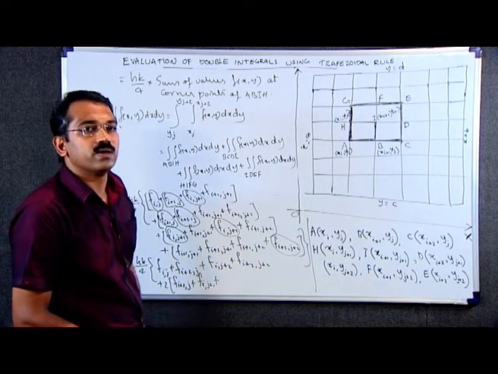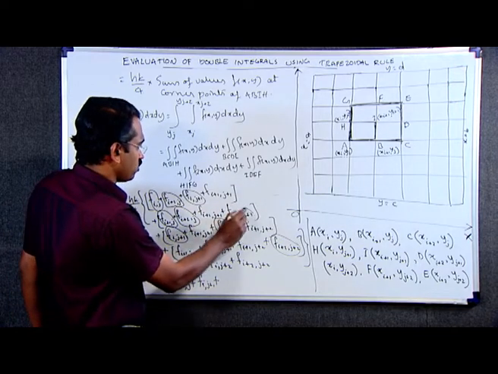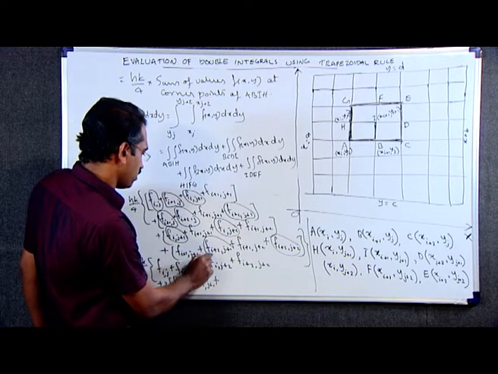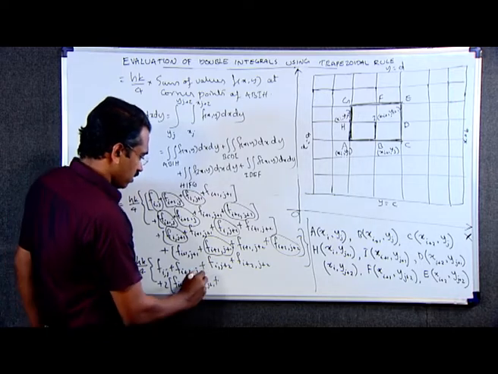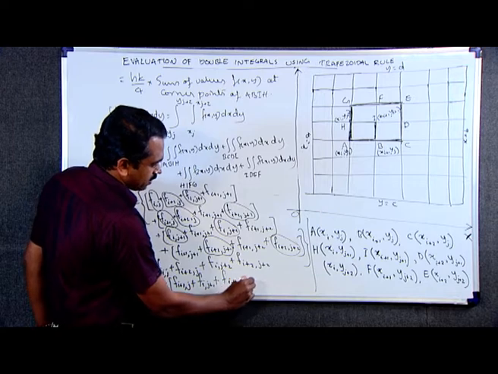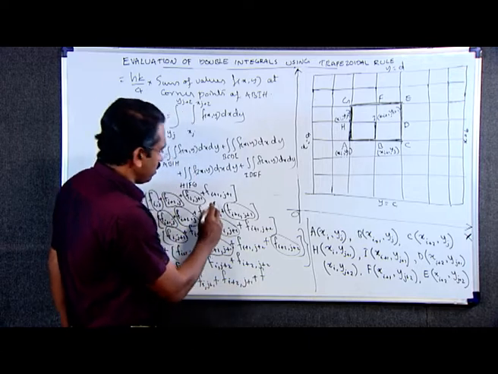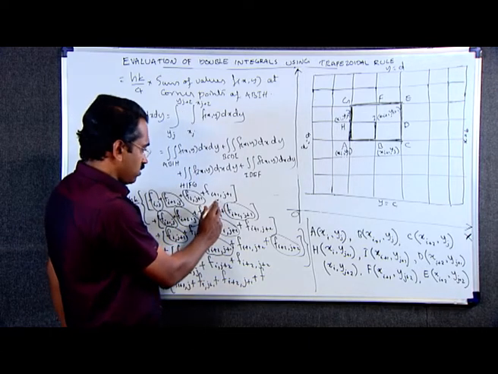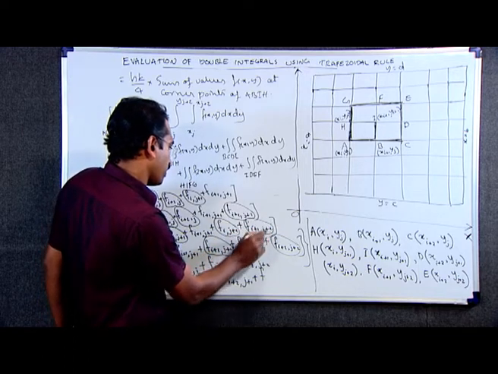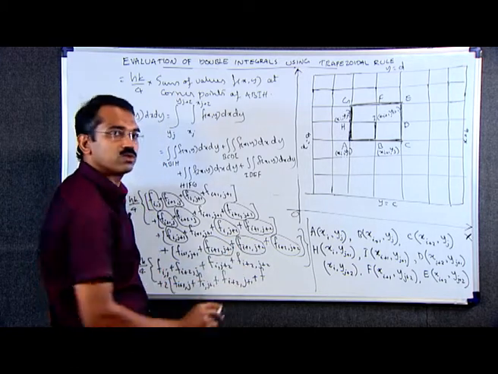plus f i plus 2 j plus 1, f i plus 2 j plus 1 is here, and f i plus 2 j plus 1 is in this last term. Therefore, 2 times f i plus 2 comma j plus 1 plus 2 times f i plus 1 j plus 2, here 1 f i plus 1 j plus 2, and in this last term there is 1 f i plus 1 comma j plus 2.